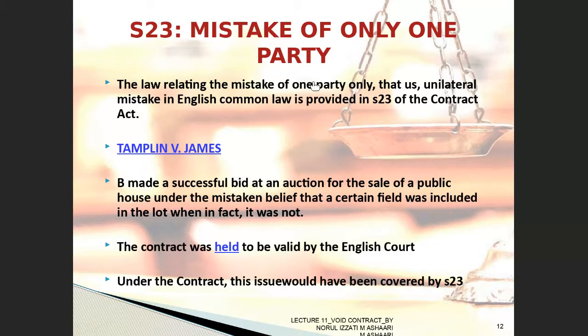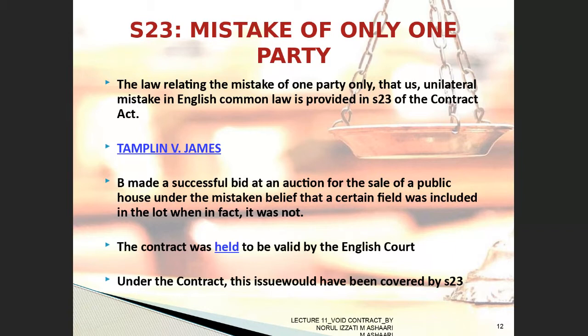B made a successful bid at an auction for the sale of a public house. Okay, this is the scenario that happened at the auction. But if you look at the second statement, it was under the mistaken belief that a certain field was included in the lot when in fact it was not. The lot means the land area. The contract was held to be valid by the English court because in this case, you can see the words "mistaken belief that a certain field".